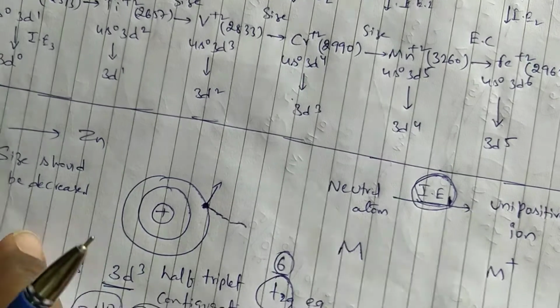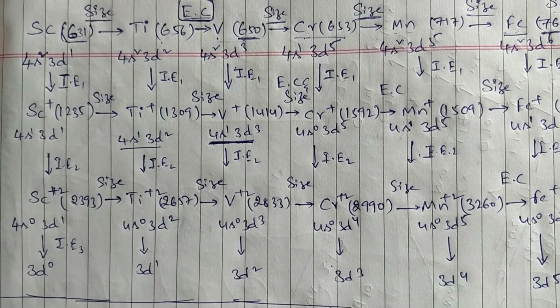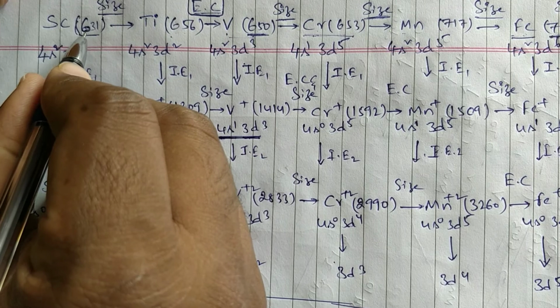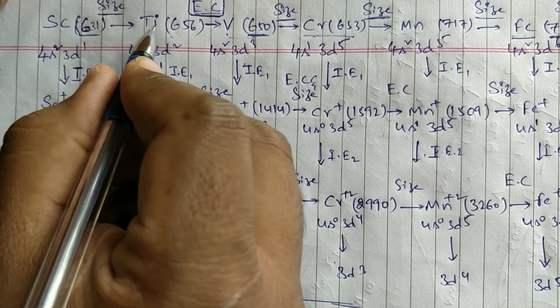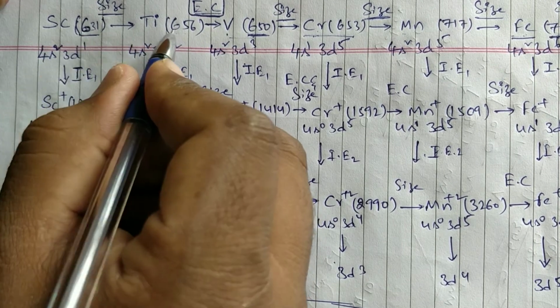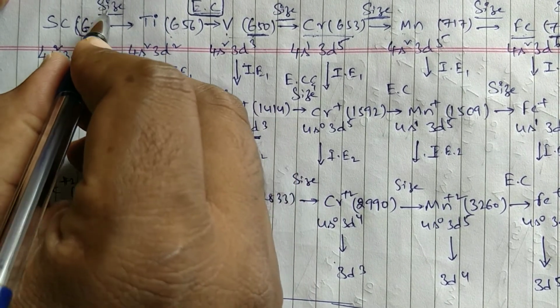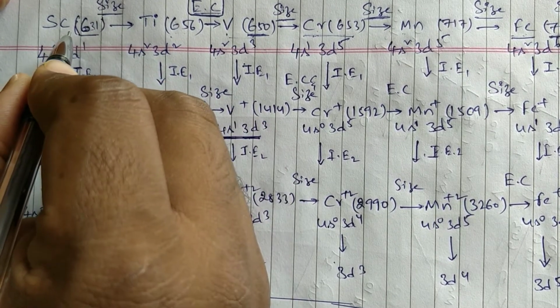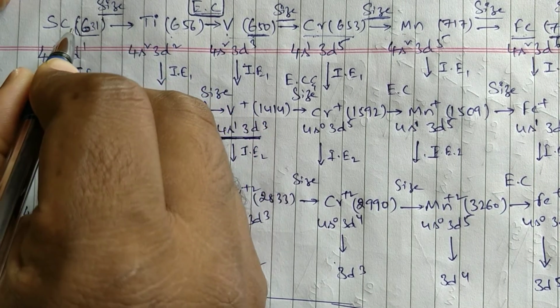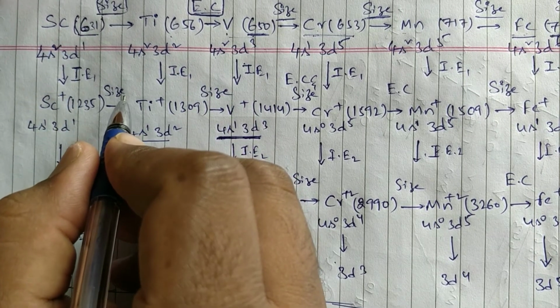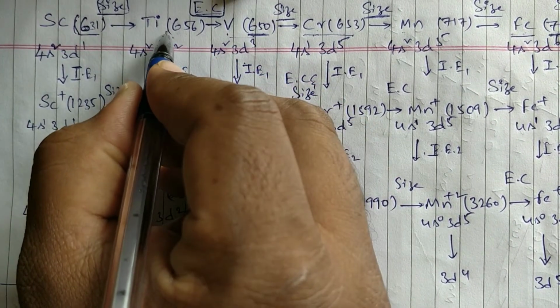Okay, now let us see the analysis of this. I hope you are clear. See now, scandium to titanium. Scandium ionization energy 631, titanium 656. There is an increase in ionization energy, that is because size decreases. Scandium is bigger than titanium, that means titanium is smaller than scandium. It has higher ionization energy than scandium. So here size is enough to explain the ionization energy value.